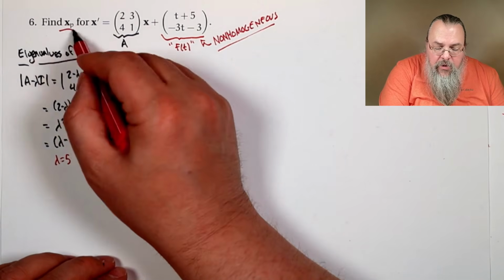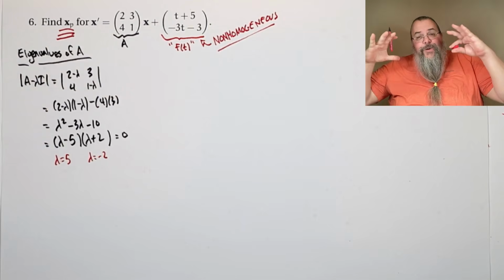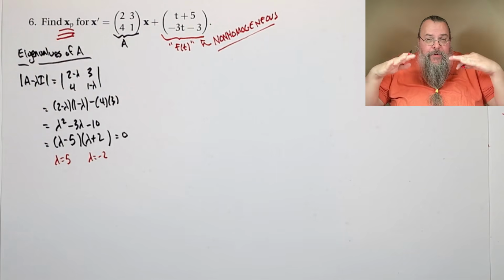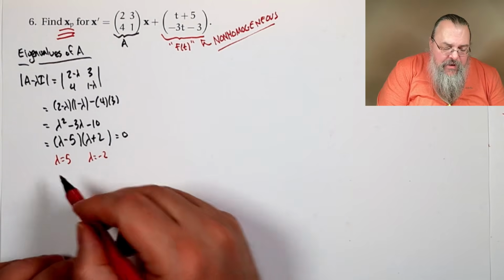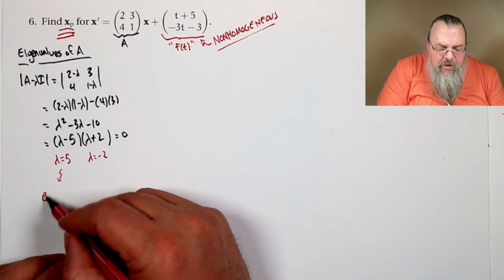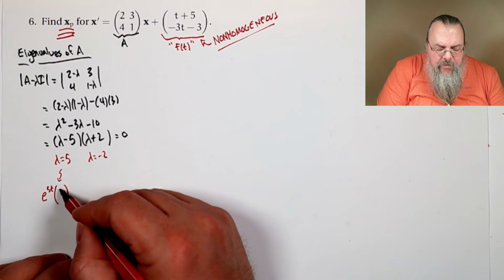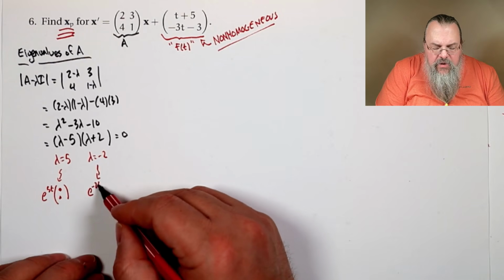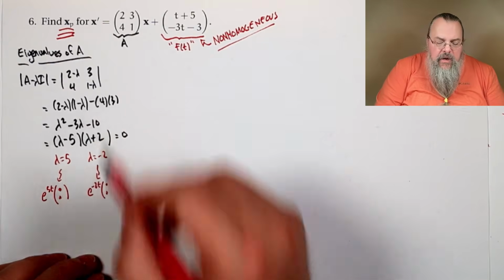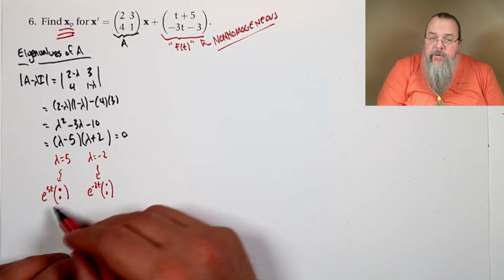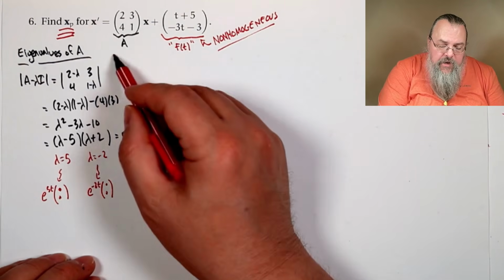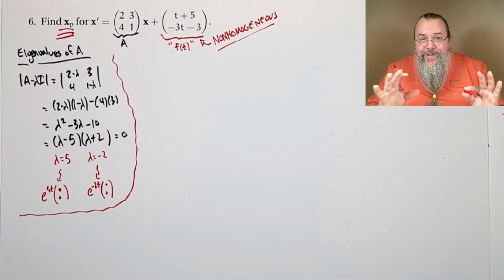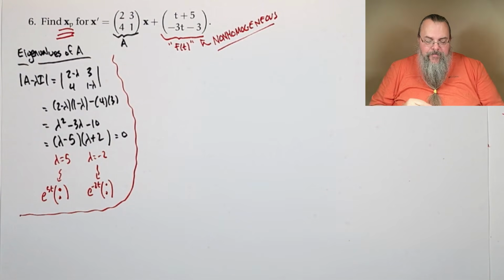Now, since we're only after x_p, we don't have to keep pushing. The only thing that we really need to extract from this is that we get a solution that looks like e to the 5t times something, and a solution that looks like e to the minus 2t times something. And I don't know what those somethings are. Those are the eigenvectors, and I'll explain why that's all we need to know in a few moments.